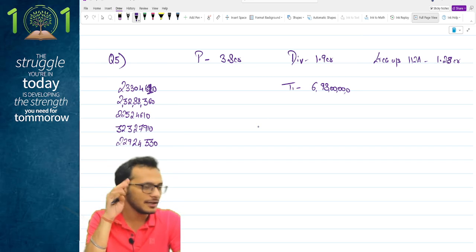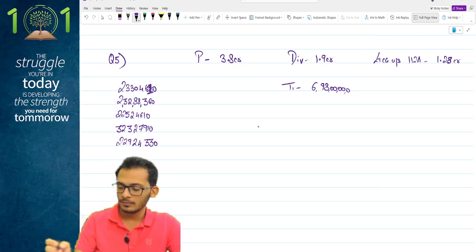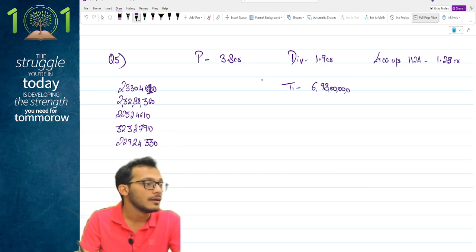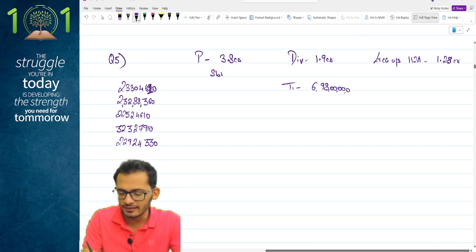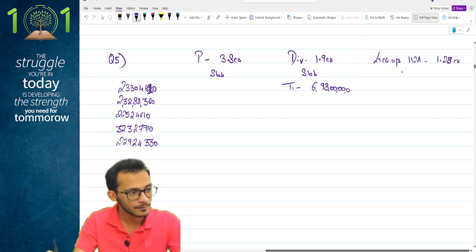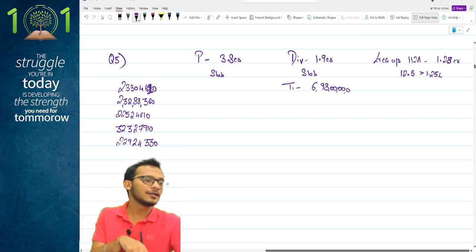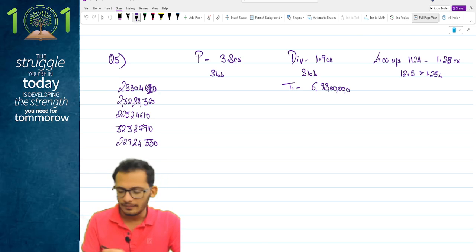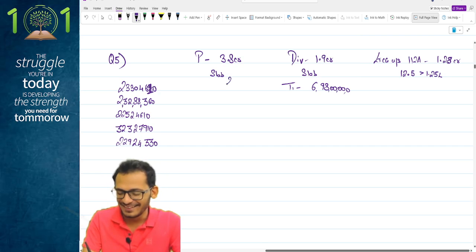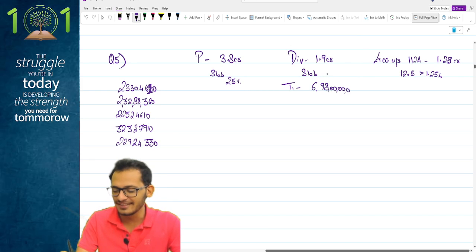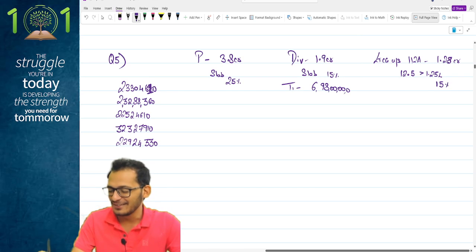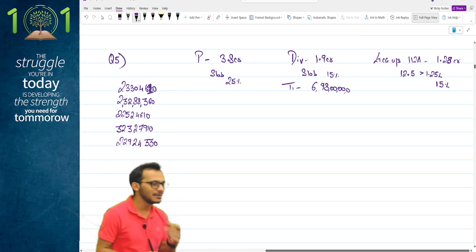I will have to split. If I'm splitting, I know that my tax rate on PGBP is slab. My dividend is also slab. My LTCG is 12.5 in excess of 1.25 lakhs. This is my tax. But I also need to know what is my surcharge. My surcharge on PGBP is 25. My surcharge on dividends is 15. LTCG is 15.